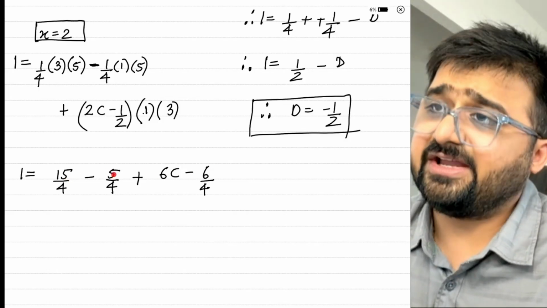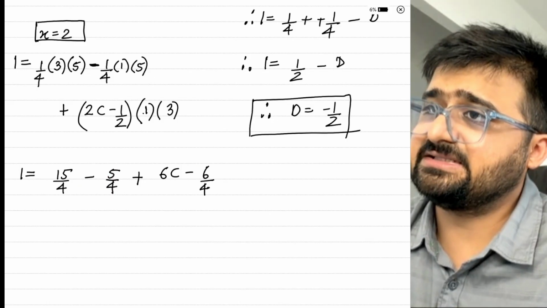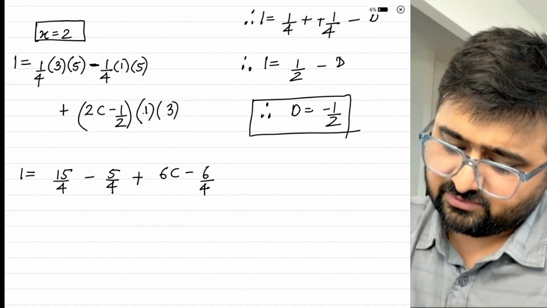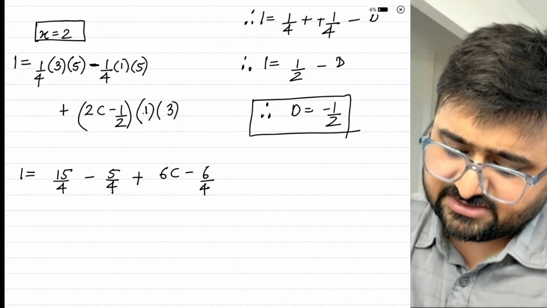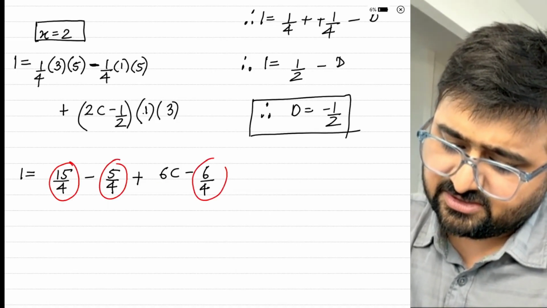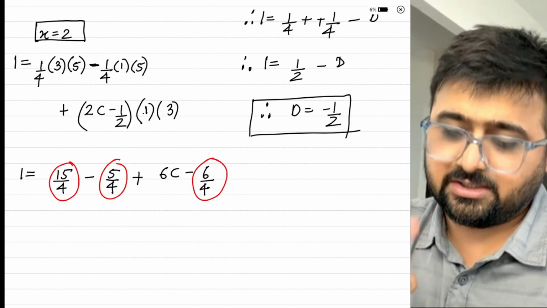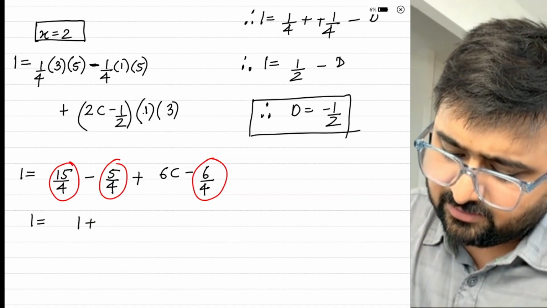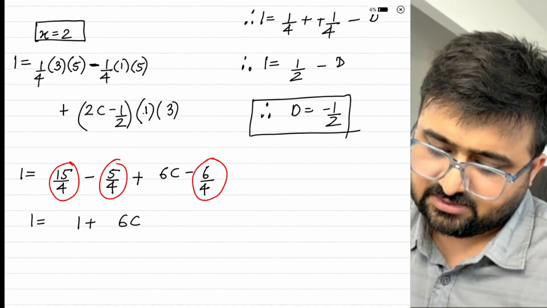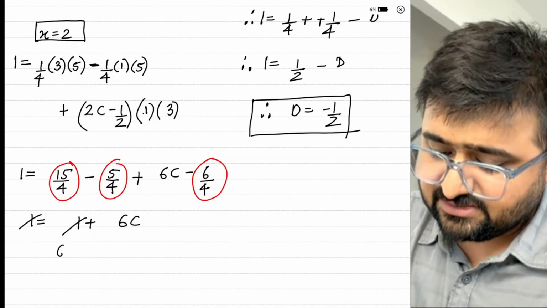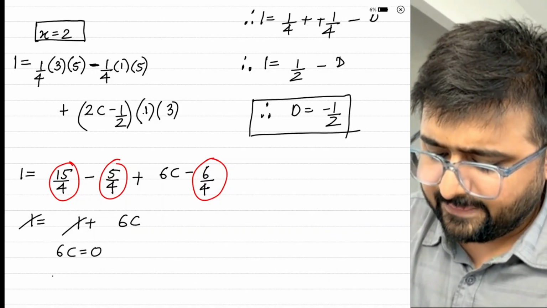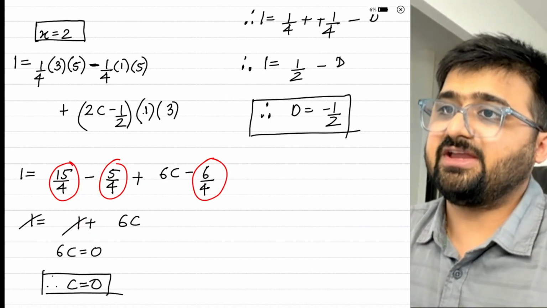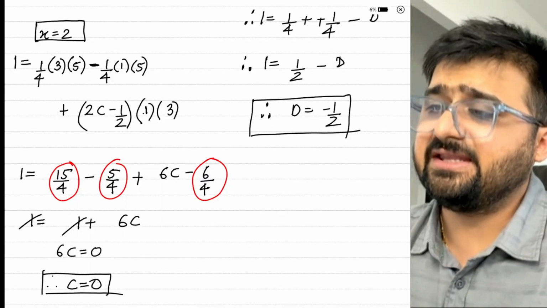So 15 minus 5 is 10. 10 minus 6 is 4. And 4 divided by 4 is nothing but 1. So essentially this term, this term, and this term are just giving you 1. So what you have is 1 is equal to 1 plus 6c. That 1 and 1 will get cancelled. You have 6c is equal to 0. That gives you c is equal to 0. So now we have the values of a, b, c, and d.